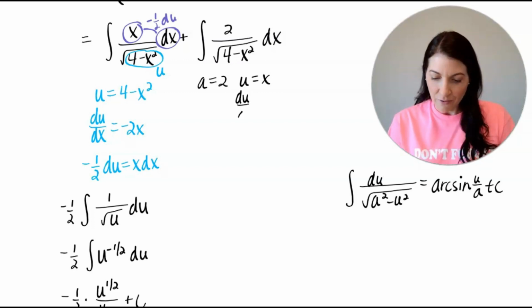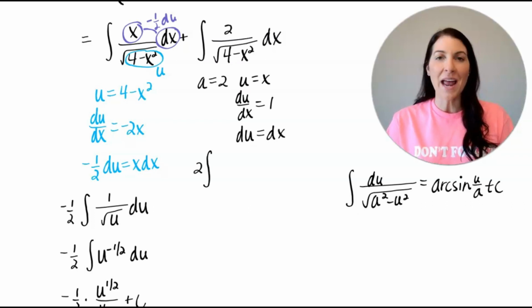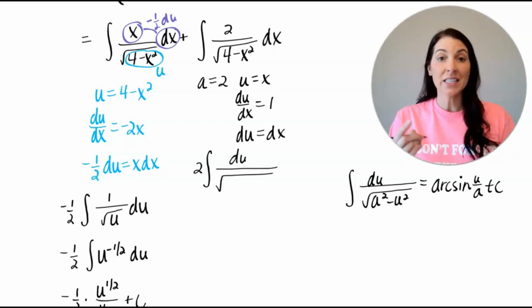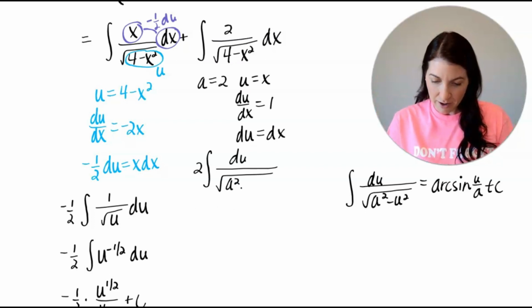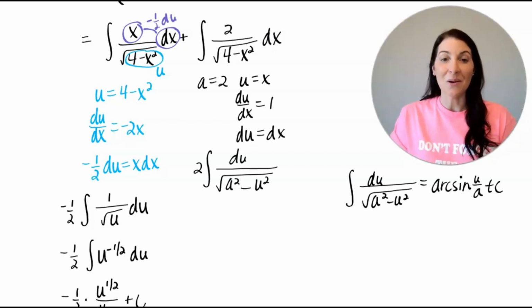Also, if we take the derivative of u with respect to x, we get 1, or du is equal to dx. So rewriting this integral, and I'm going to bring the 2 out in front, we would have du divided by the square root of, and since 4 is our a value of 2 squared, we can write this as a squared minus u squared under the radical.